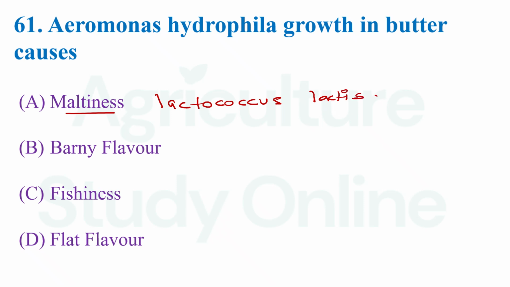It's a malty-defect bacteria due to aldehydes like acetaldehydes. Next, barny flavor. So it is caused by the contamination of some animal or barn environment, and basically it is caused because of the feed, manure, or poor hygiene practices. Next, fishiness. So fishiness will be the correct option over here because it is caused by Aeromonas hydrophila due to the production of trimethylamine, that is TMA.